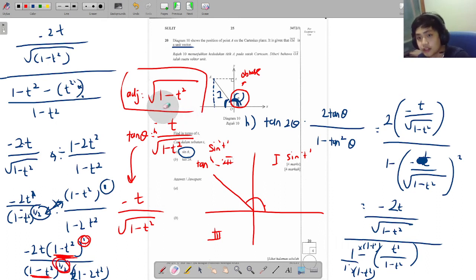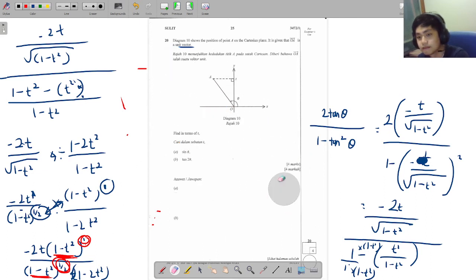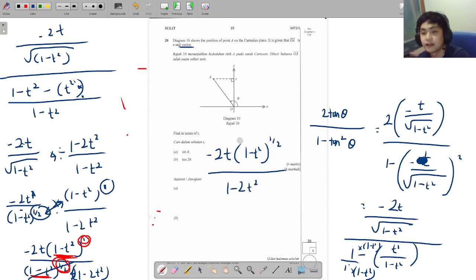I need to erase this part as well. By saying that negative 2t, 1 minus t square, power half, over, so this is gone already, 1 minus 2t square. Right? And then this is done. I can't simplify any further than this because this is not the same as this. So this is done.